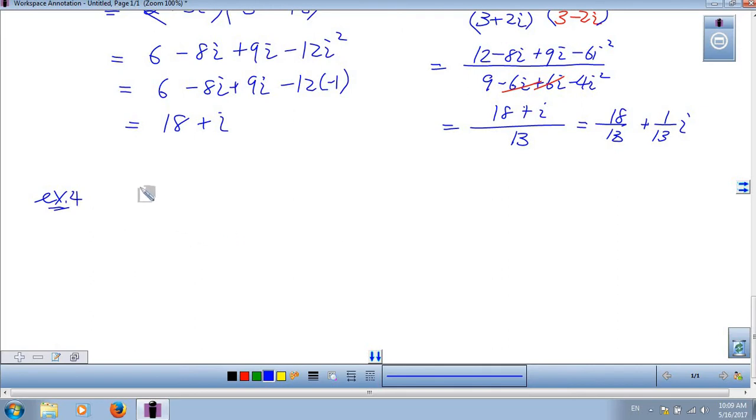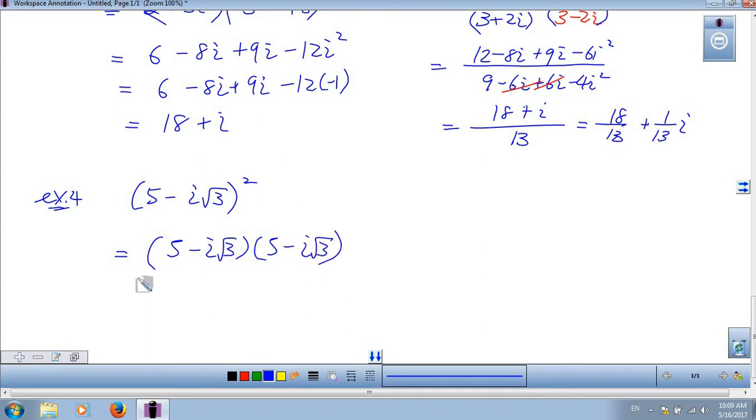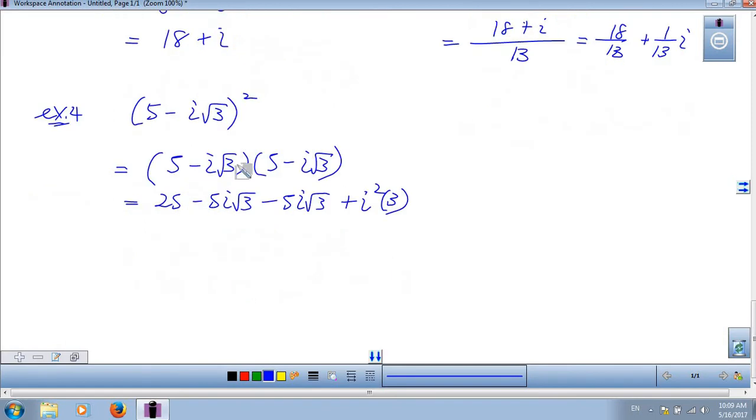All right, now let's try another operation in which we have to do a power. Let's try this: 5 minus i square root of 3, to the second power. Now, when you raise a complex number to the second power, it means that we have to multiply it by itself, right? So let's see how we multiply it by itself. 5 times 5 is 25, minus 5i square root 3, minus 5i square root 3 again. And then here we have plus i squared times 3. I'm multiplying step by step.